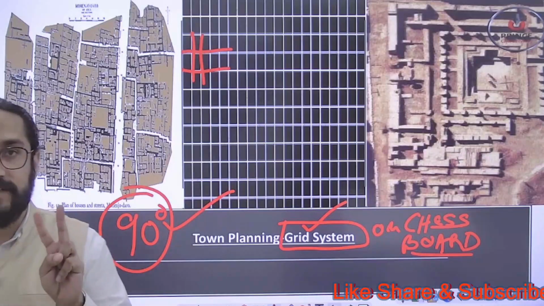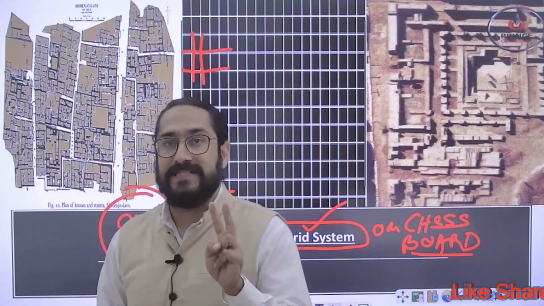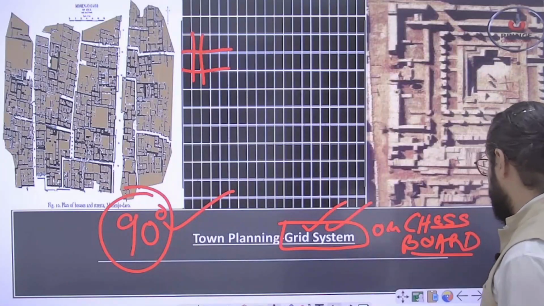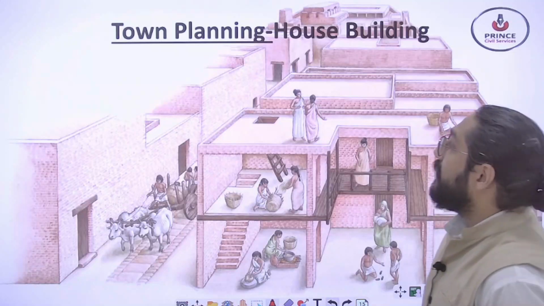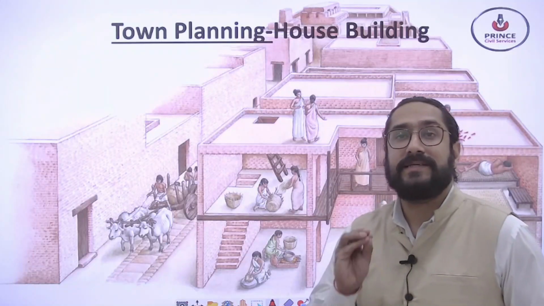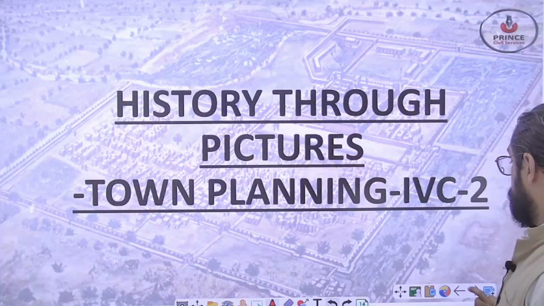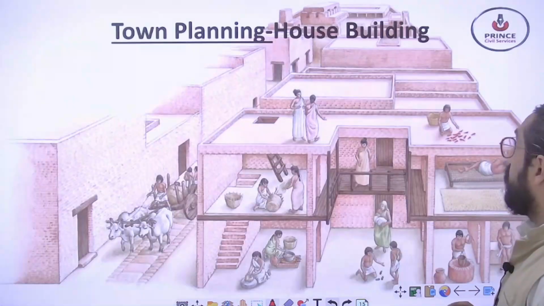So we have discussed two features of the town planning of the Indus Valley Civilization. First, we discussed the Citadel and the Lower Town. Second, we discussed the grid system. Today we are going to discuss town planning. The third feature which we are going to discuss is the houses of the IVC.